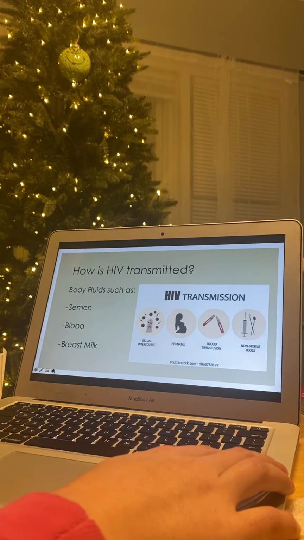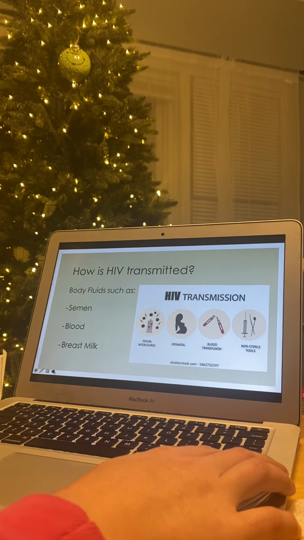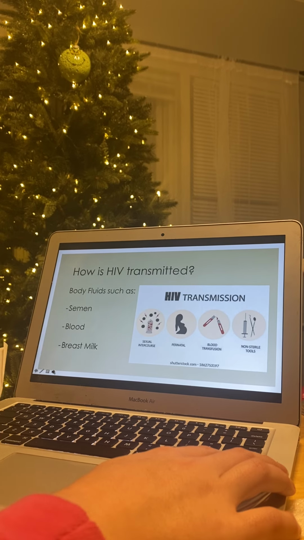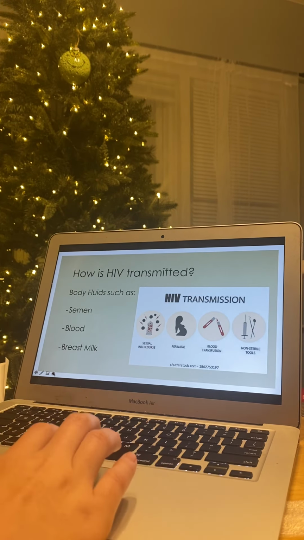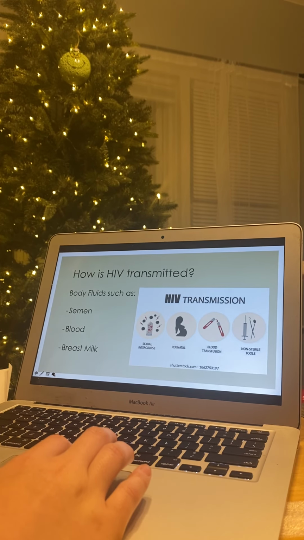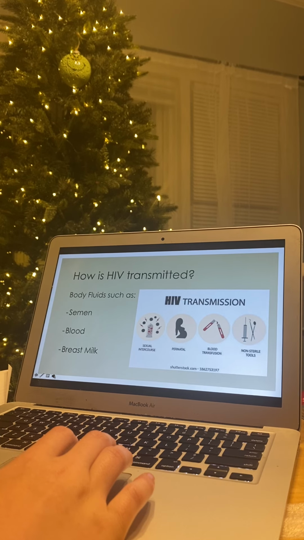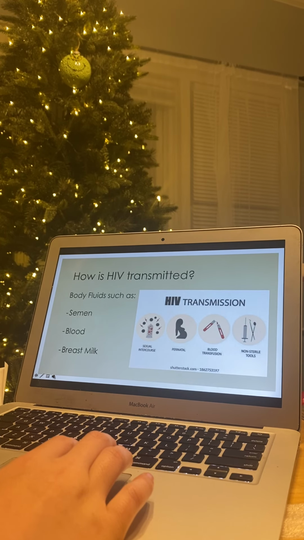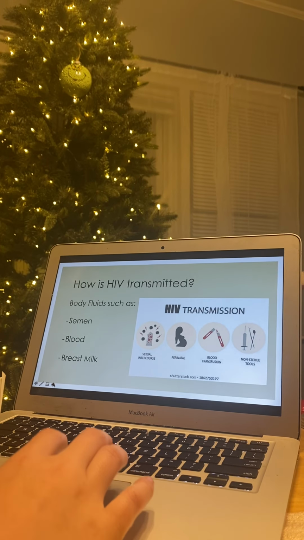How is HIV transmitted? Transmission of HIV requires the transfer of the virus from person to person via body fluids such as semen, blood, and breast milk. So HIV can be transmitted through sexual intercourse. It could be transmitted from blood. If somebody's blood gets into your bloodstream, then you can get it that way. You can get it from sharing needles with people, and a mother could give it to her child during childbirth, pregnancy, or breastfeeding.